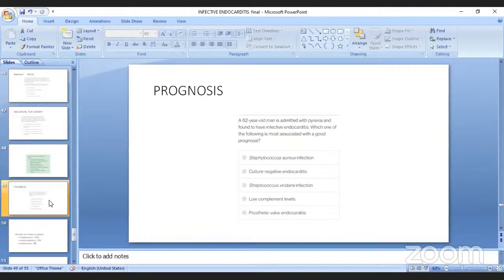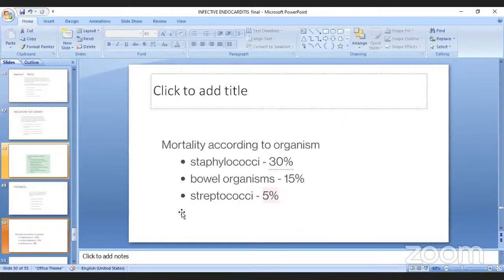Acute infective endocarditis is usually fatal with very bad prognosis, and the causative organism is Staphylococcus. Whereas subacute infective endocarditis is indolent in nature and with a very good prognosis, and the organism is Streptococcus. So obviously, the question is saying which one of the following is mostly associated with a good prognosis, then start looking for Streptococcus in your option, and this is your answer. Streptococcus viridans. So you have to remember mortality according to the organism. Staphylococci is 30%, bowel organisms 15%, and streptococci 5%.